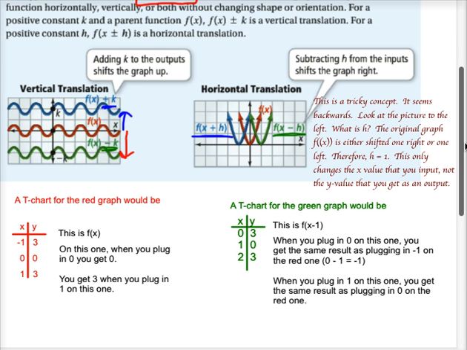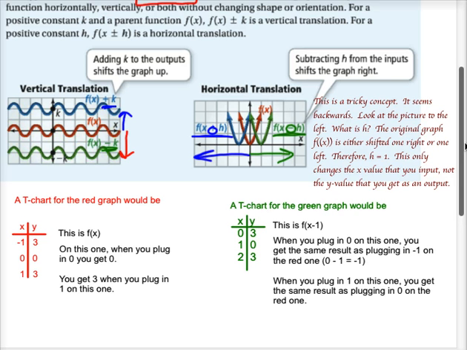Now, I do want you to notice something. It's a little bit backwards from what we would be expecting, because notice, subtracting moves it to the right, and adding moves it to the left. So for these horizontal changes, when you're subtracting or adding from the x, you're actually getting the opposite motion from what you would probably be expecting. So that's the next thing I need you to remember for horizontal translation. I want you to think of opposite, or if you look at that little hint there, this is a tricky concept. It seems backwards.